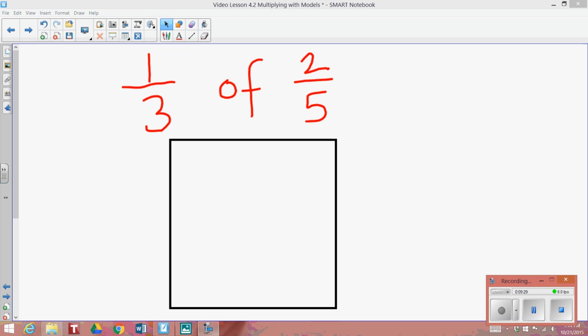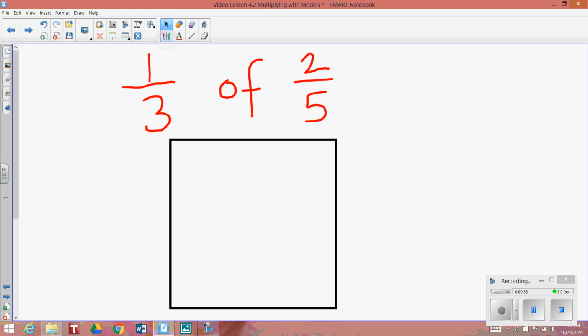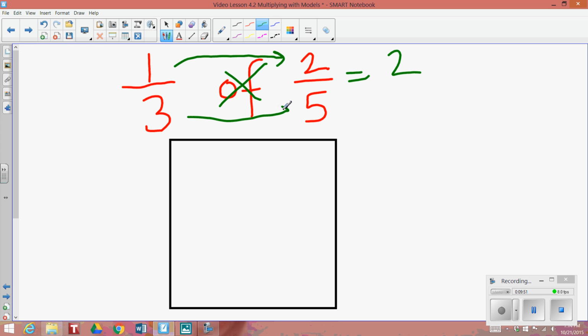Okay, we're going to try one more. And remember, this is a video, so you can always pause it, you can rewind it, and you can watch it over and over and over again. So 1/3 of 2/5. Well, we're taking a fraction of a fraction. We know we can use multiplication. So "of" always means multiplication in this instance. 1 times 2 is 2. 3 times 5 is 15. So I know my answer is going to be 2/15, and I'm going to have 2/15 in my model as well.